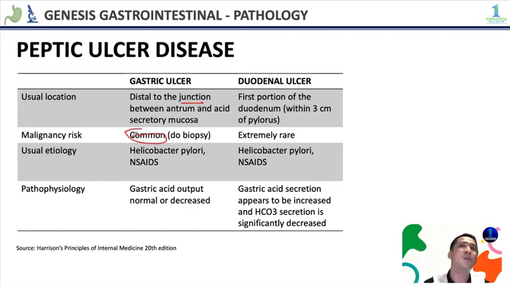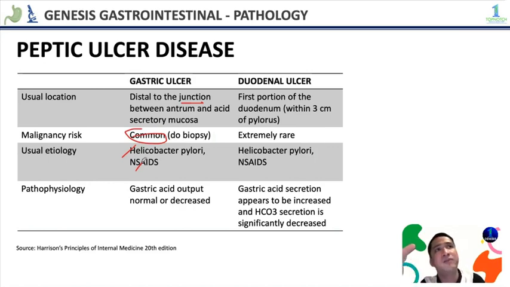So always do biopsy to rule out malignancy. Usual etiology, 75% H. pylori, NSAIDs. Okay, ironically, NSAID use for both gastric ulcer and duodenal ulcer are risk factors. But according to Katzung, the chronic use of NSAIDs has a protective effect against colorectal carcinoma.